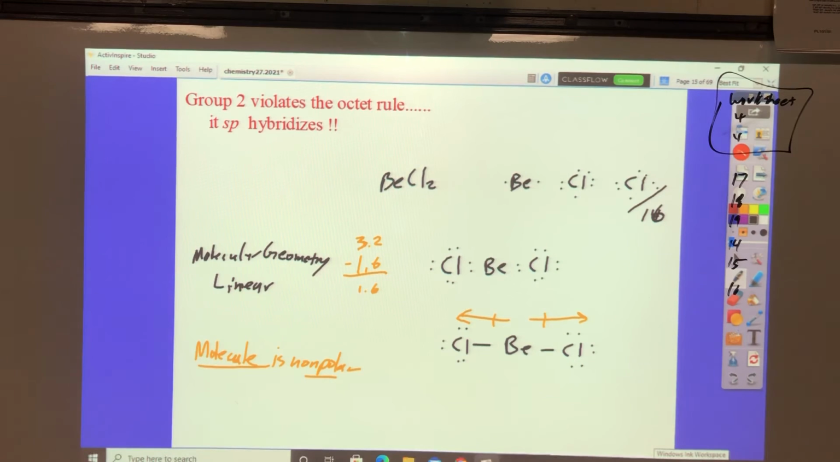Molecule is nonpolar. Okay, let me see where I'm at on time, how many more I have room for. We'll do one more, that's what I figured.